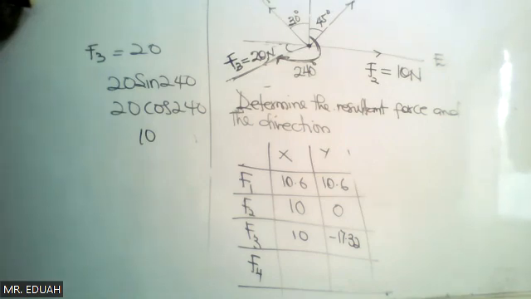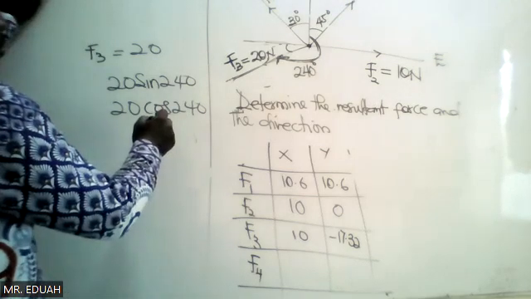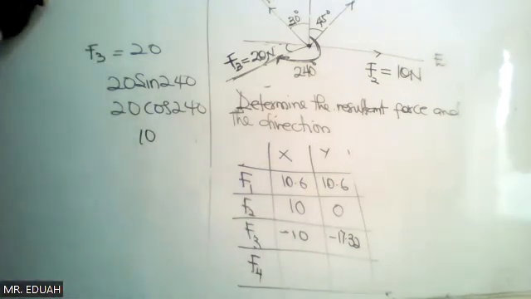Then F4. F4 is equal to 12. Please, we want it to be negative. Yes, please. No, because 20 cos is negative. It's negative. Yes. It's true. So negative, negative.